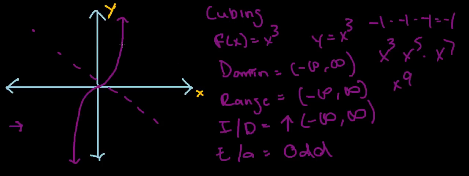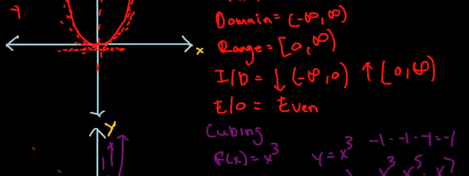They all look like this, except x to the 5th is increasing faster than x to the 3rd, x to the 7th is increasing faster than x to the 5th, and so on and so on. It just makes the graph a little bit steeper. So this would be like x to the 5th. And this would be x to the 9th. It'd just be even faster.